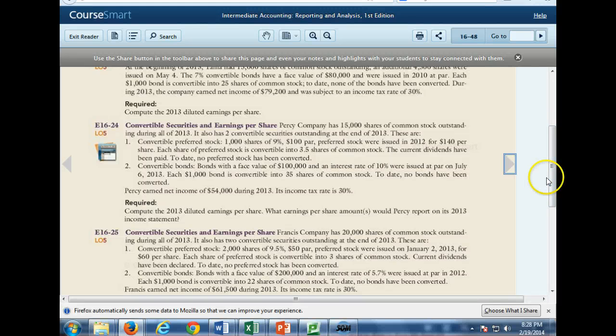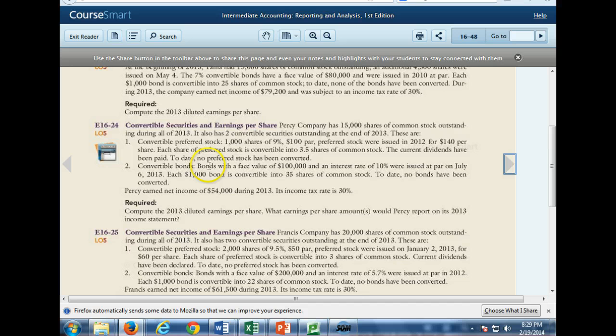Convertible securities and earnings per share. Percy Company has 15,000 shares of common stock outstanding during all of 2013. It also has 2 convertible securities outstanding at the end of 2013. These are a convertible preferred stock, 1,000 shares of 9%, $100 par. Preferred stock were issued in 2012 for $140 per share. Each share of preferred stock is convertible into 3.5 shares of common stock. The current dividends have been paid. To date, no preferred stock has been converted.